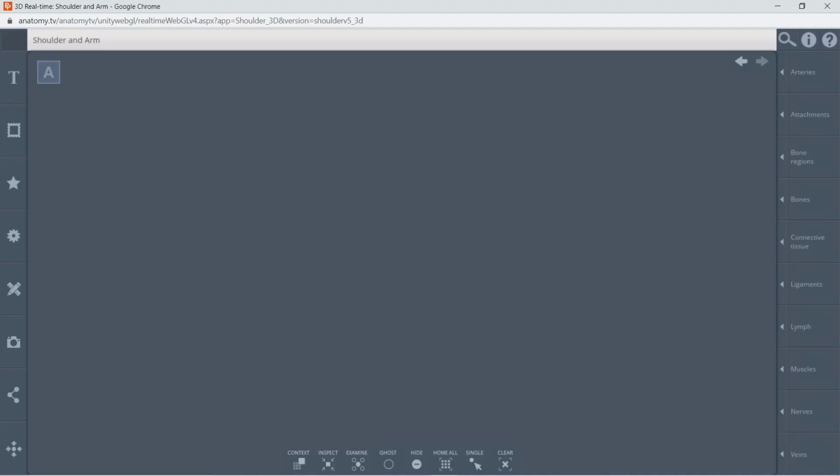I think we'll be mainly going over the bone structure. I might mention some muscles. I very much doubt we'll do neurovasculature, but let's have a go.